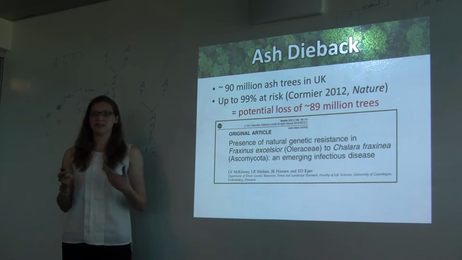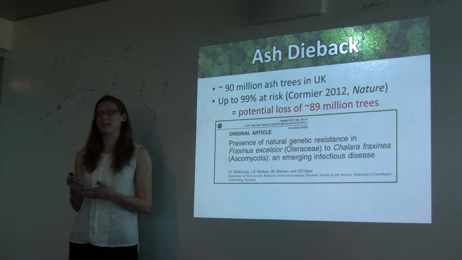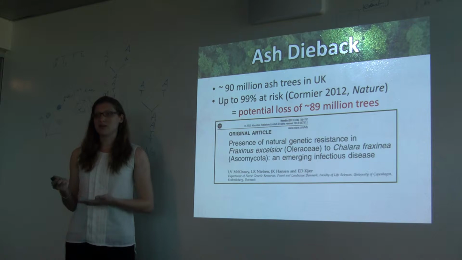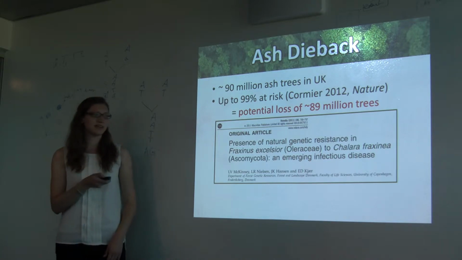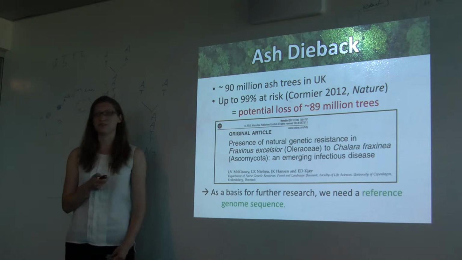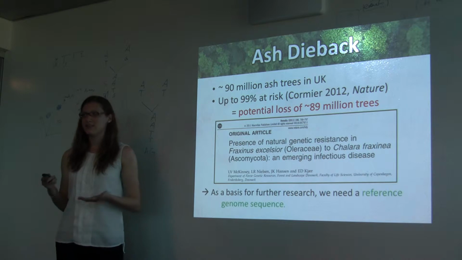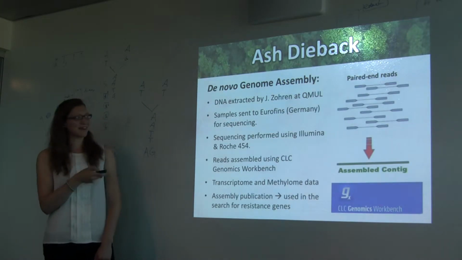So what we want to achieve, or the scientific community wants to achieve, is to breed a population of these naturally genetic resistant trees so that we can conserve the ash trees without having to use chemicals like fungicides or something like that. But to look at the genetics, we first need a reference genome sequence, a baseline to compare other gene sequences to. So that is what our project is doing.